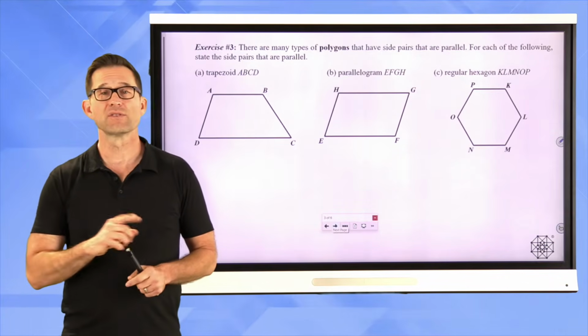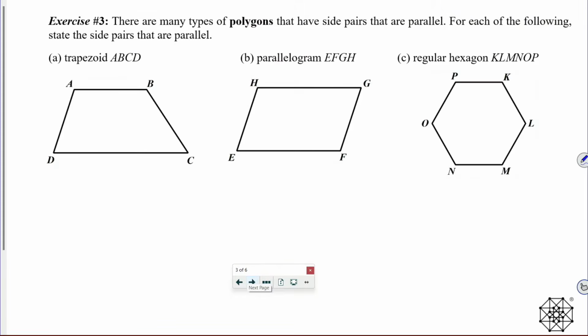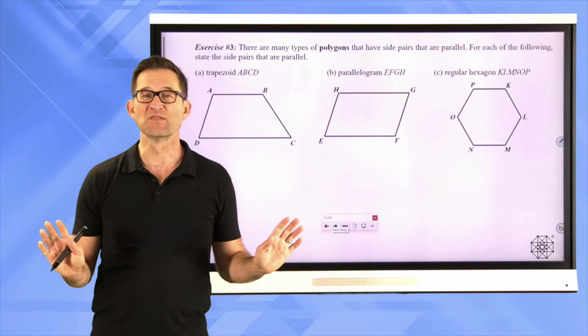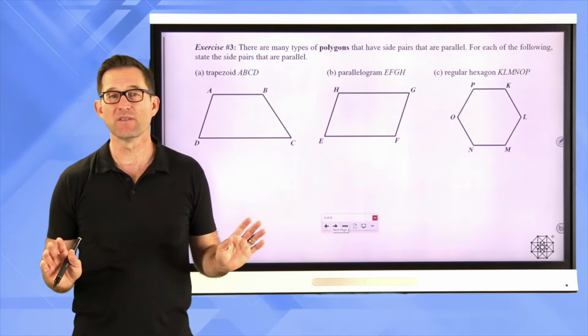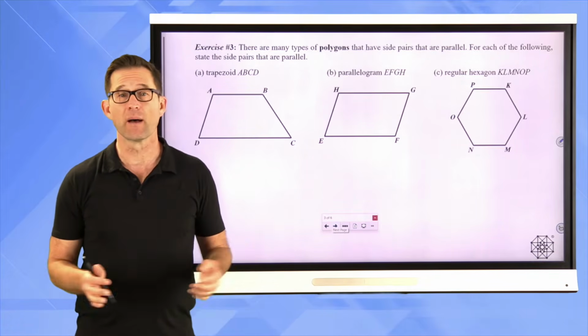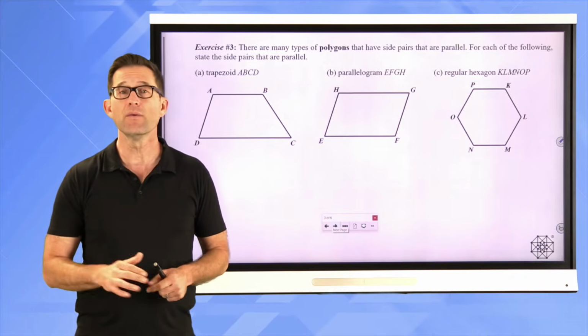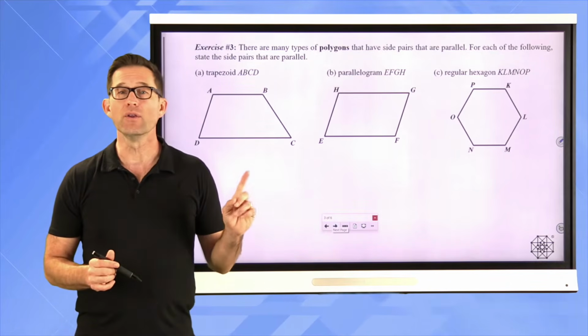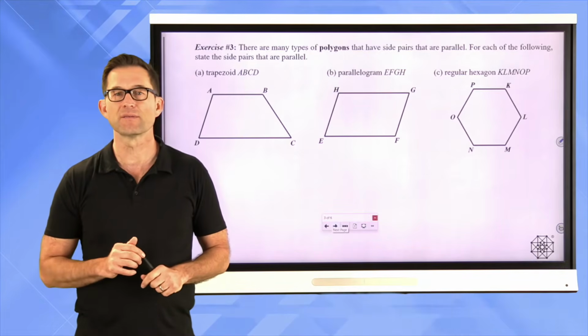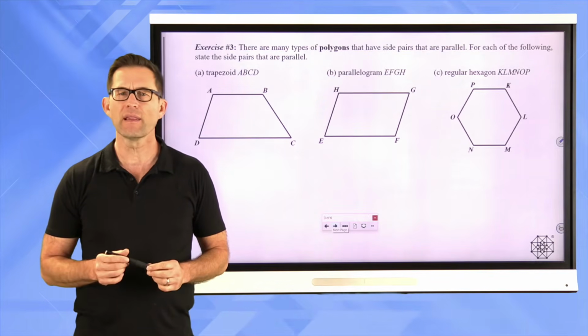All right, exercise number 3. There are many types of polygons that have side pairs that are parallel. For each of the following, state the side pairs that are parallel. All right, so again, this is all based on pure observation, or if you know the definitions of these figures, it's not based on observation, but assuming that you don't, try to figure out what you think are parallel and make formal parallel statements. Pause the video now and try letter A.